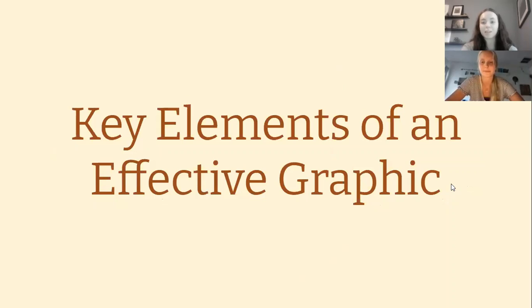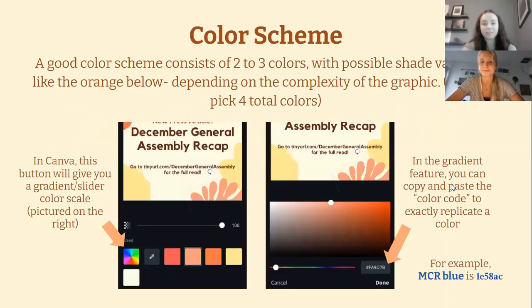So now we'll talk a bit about the key elements of an effective graphic. The color scheme is really important. I usually like to pick 2 main colors and then add 2 variations of those colors. So like dark purple, dark green, light green, something like that. In Canva, a lot of the times the templates will come with 4 given colors, as you can see on the left. And then you can use the gradient to play around with exactly what colors you want to use. One of the fun, professional, useful things you can do is you can use the hex code or the color code that you can see at the bottom right.